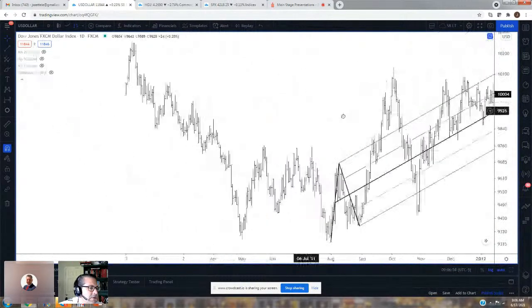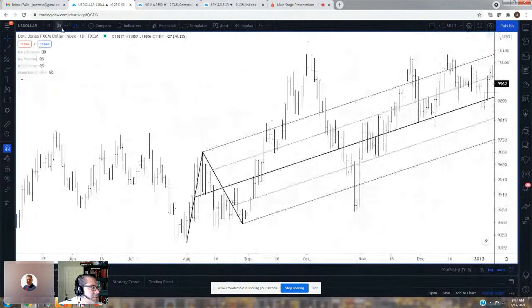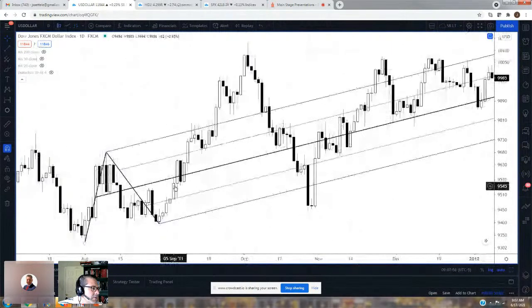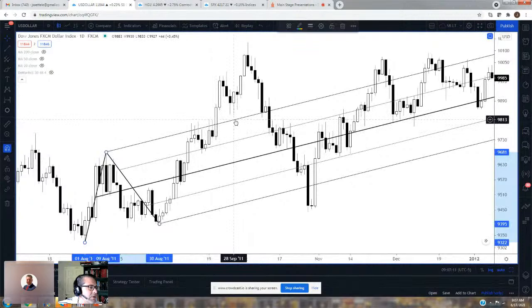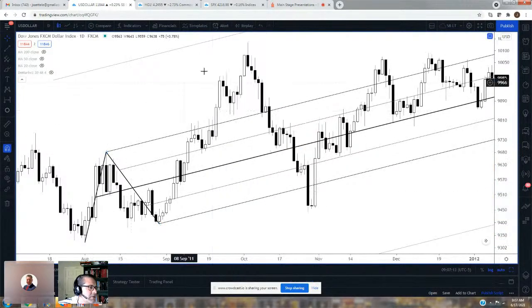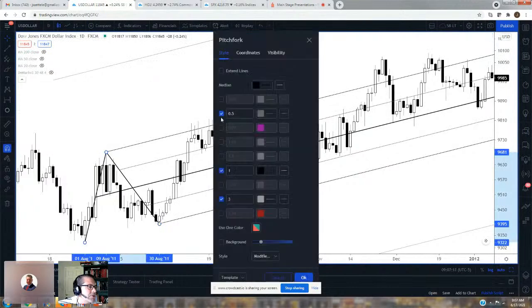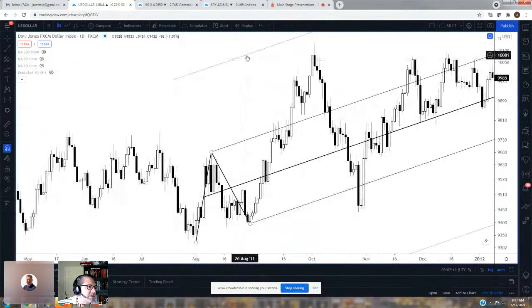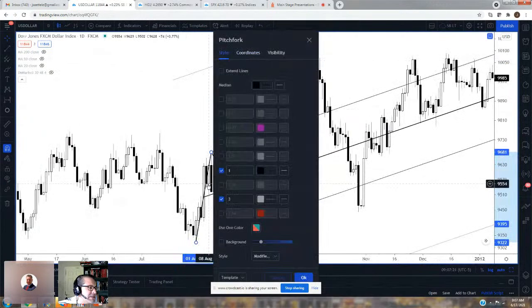Yeah. So if we look at this, this ended up being operable once we hit it. And then we went to the upper channel level. Once we broke through it, then we looked for our channel extension target. Did not quite get there, but you're trying to trade within these channels, within these lines.